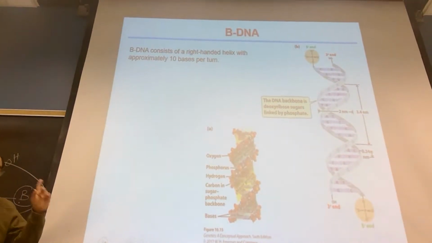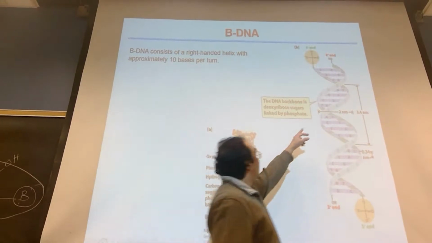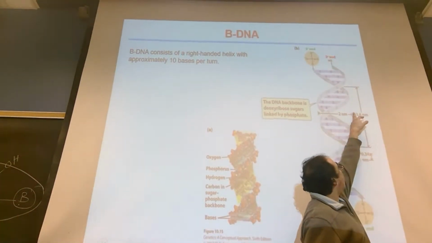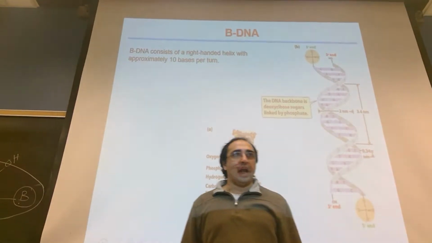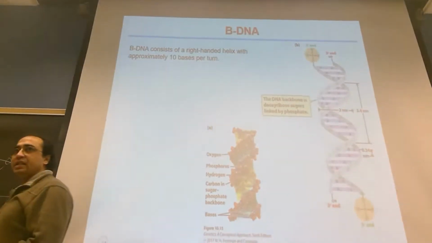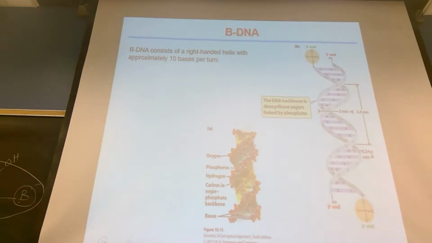And the width of the DNA, from this part to this part, is always 2 nanometer. And that tells us that a purine is joining with a pyrimidine, that is AT and CG base pairs.